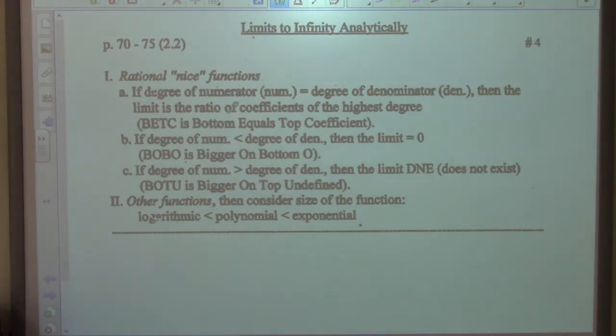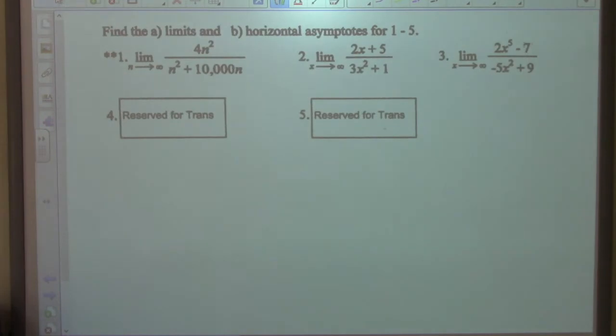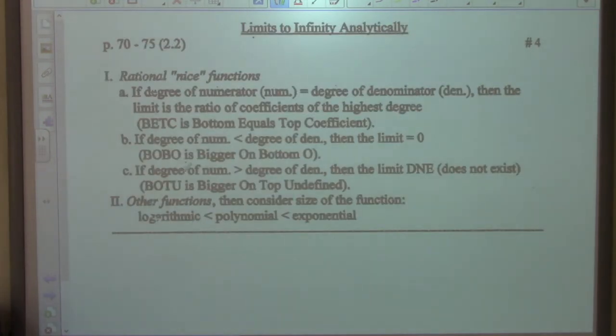And here we get to something I've been talking about, which is Betsy Bobo Botu. And so we're going to be looking at possible uses of this. I forgot to say something. I'll show you. Okay, here, another thing, if you just have regular polynomial functions, all this applies.